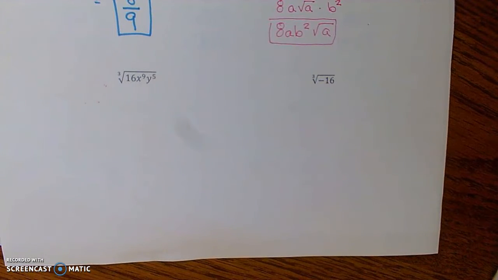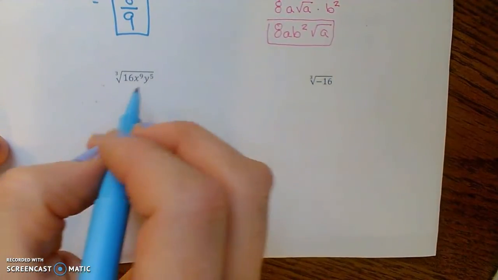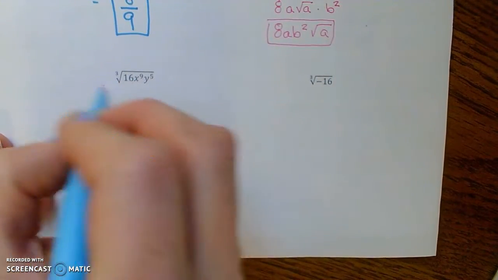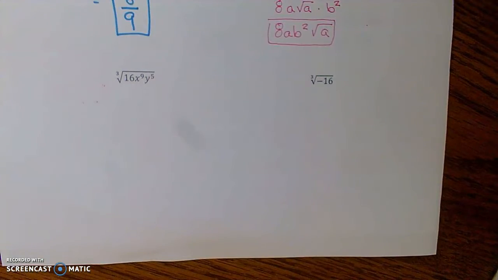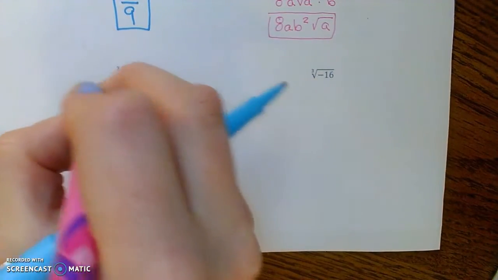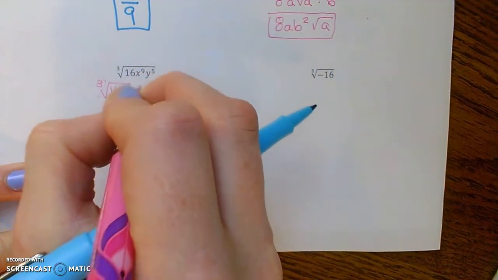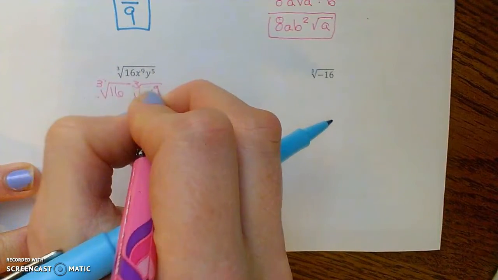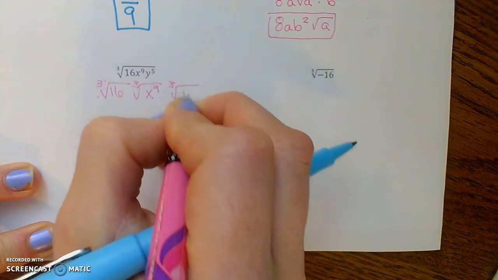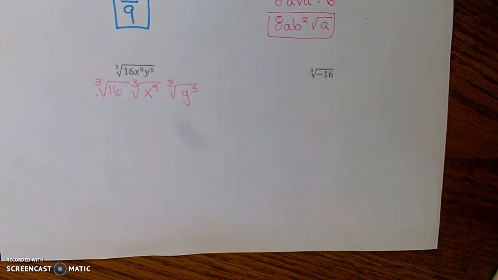In these last two examples, let's take the cube root of 16x to the ninth, y to the fifth. All right, so first let's start with the 16. And again, I like to separate these as the cube root of 16, the cube root of x to the ninth, and the cube root of y to the fifth. I like to think of them separately.